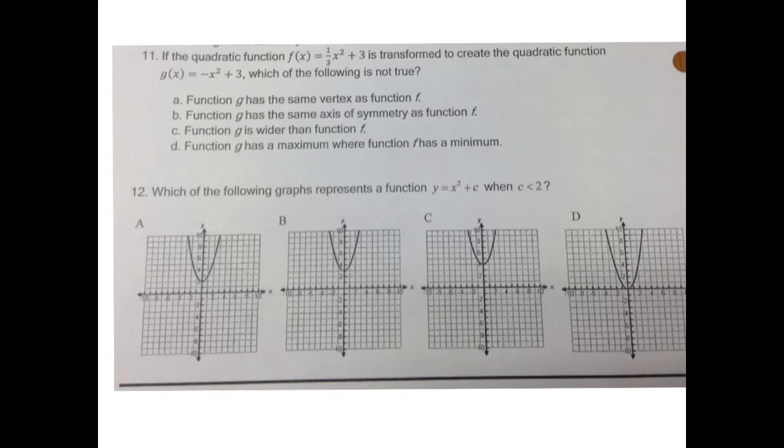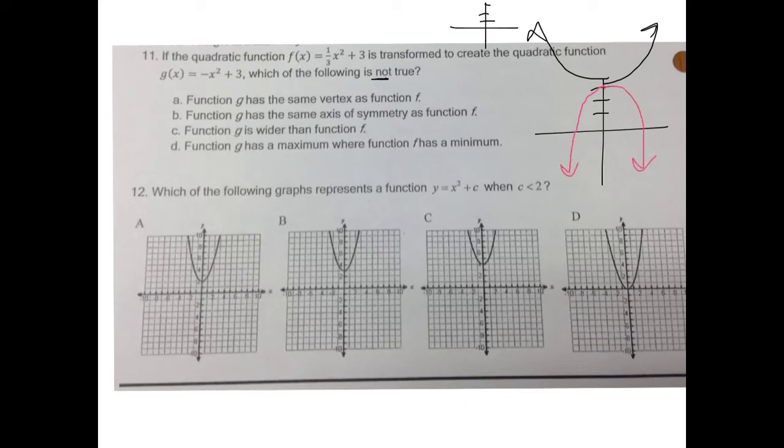Okay. Number 11, if the quadratic 1/3 x squared plus 3 is transformed to create the quadratic -x squared plus 3, which of the following is not true? So this is going to be wide, shifted up 3. So 1, 2, 3. I'll draw it down here. 1, 2, 3, and pretty wide. This is shifted up 3, not wide, and facing down. So I'll do it in red.